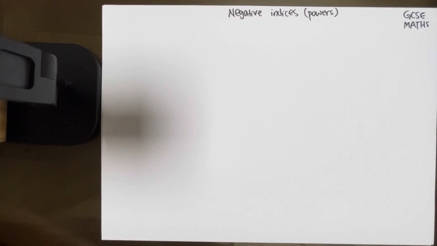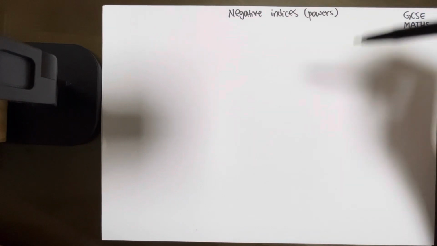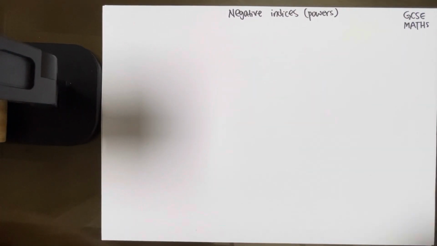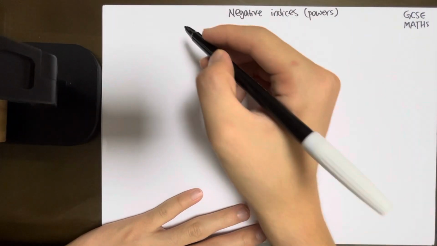All right, let's take a look at negative indices. So basically, indices just means power, so a number to the power of something. Negative indices is when the power is a negative number. So how would we get negative indices? First of all, let's take a look at this.